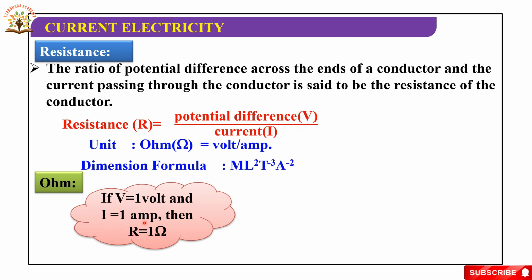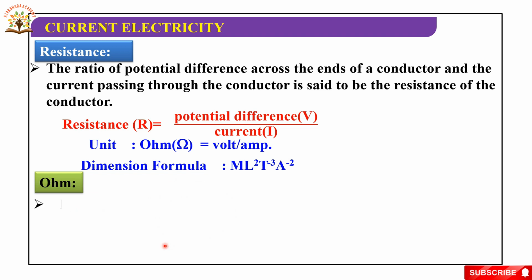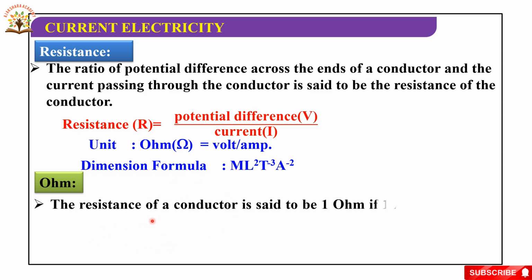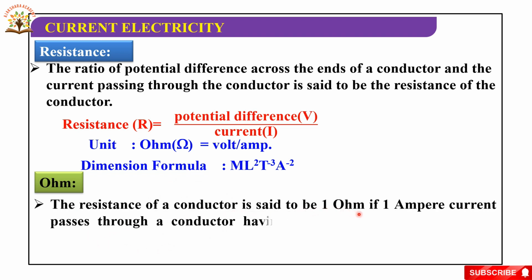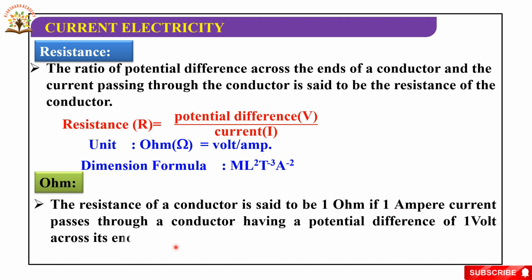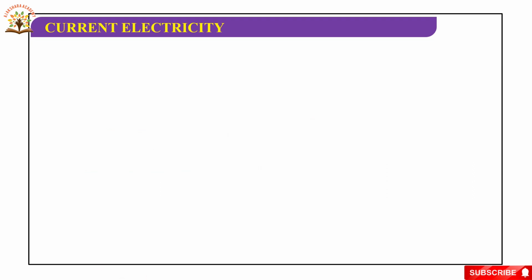Now, if V equals 1 volt, that is, potential difference is 1 volt, and electric current is 1 ampere, then resistance equals 1 ohm. So the resistance of a conductor is said to be 1 ohm if 1 ampere current passes through a conductor having a potential difference of 1 volt across its ends.